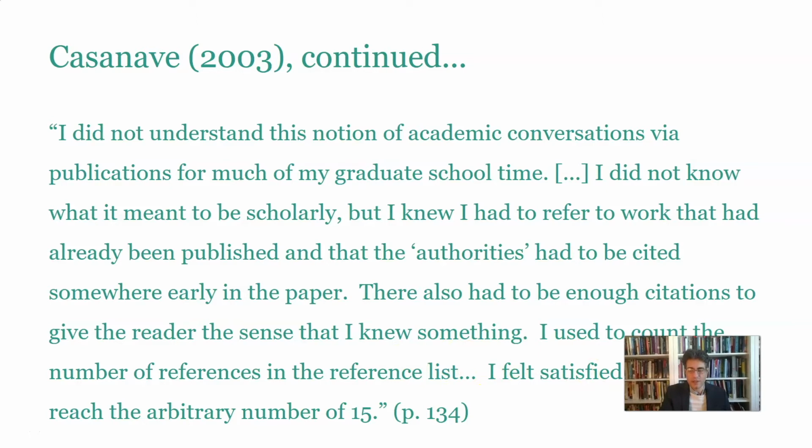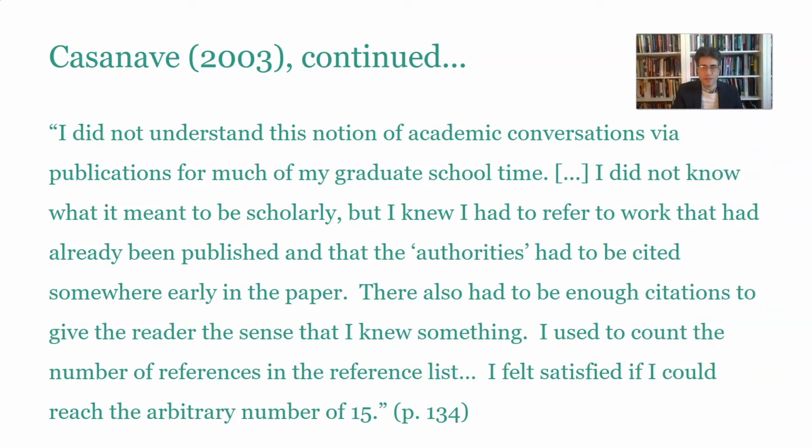Another interesting point that she makes is, she said, I did not understand this notion of academic conversations via publications for much of my graduate school time. I did not know what it meant to be scholarly, but I knew that I had to refer to work that had already been published, and that the authorities had to be cited somewhere early in the paper. There also had to be enough citations to give the reader the sense that I knew something. I used to count the number of references in the reference list. I felt satisfied if I could reach the arbitrary number of 15.